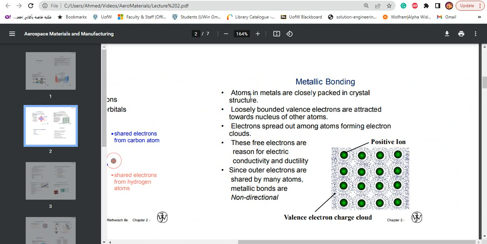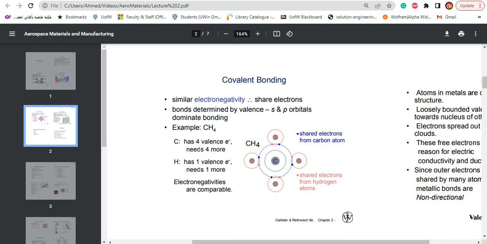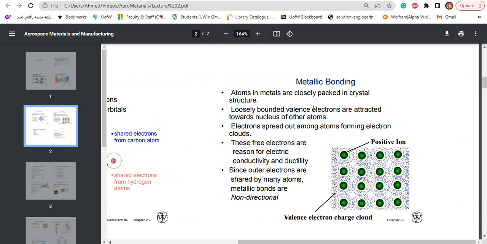Metallic bonding, atoms in metals are closely packed in crystal structure. Loosely bounded valence electrons are attracted towards nucleus of other atoms. Electrons spread out among atoms, forming electron clouds. These free electrons are reason for electric conductivity and ductility. Since outer electrons are shared by many atoms, metallic bonds are non-directional.